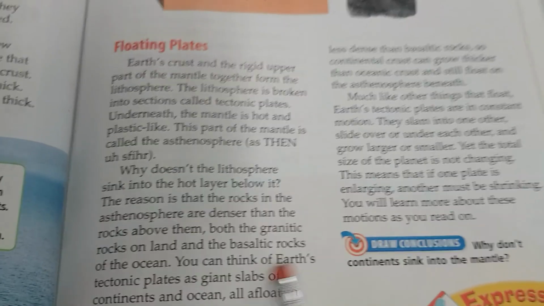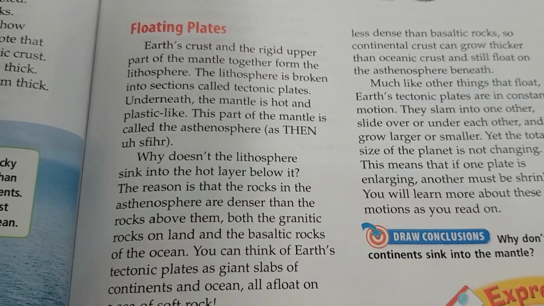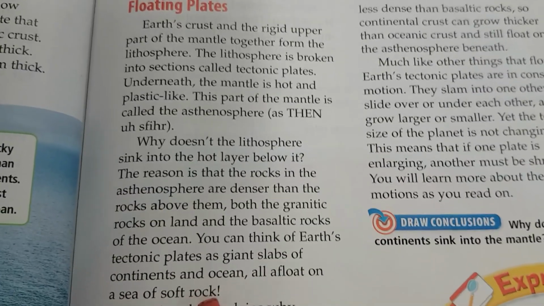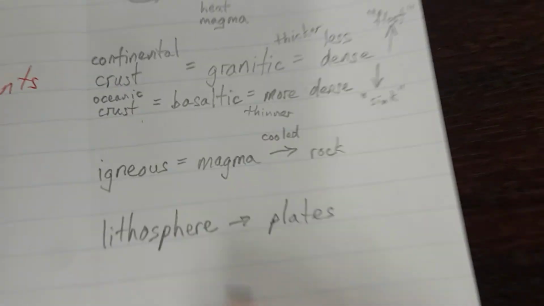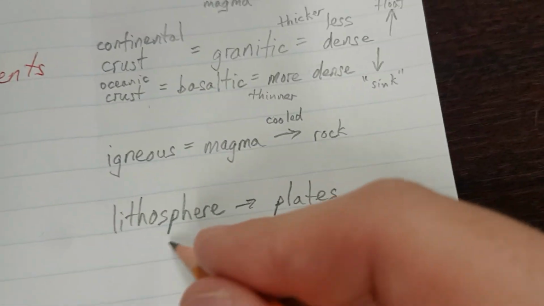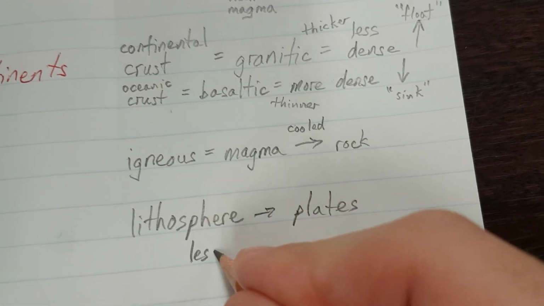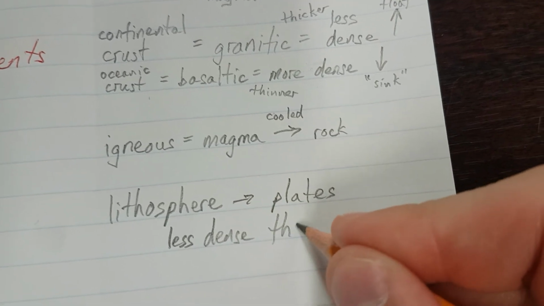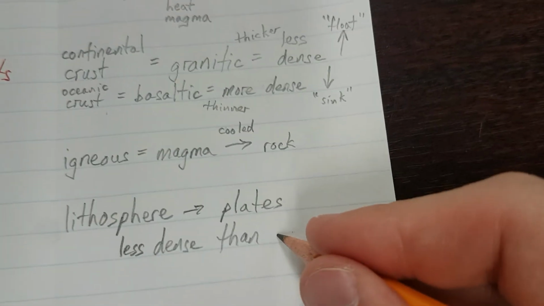Okay, where were we? You can think of Earth's tectonic plates as giant slabs of continents and ocean, all afloat on a sea of soft rock. Interesting. Okay, so the lithosphere is broken up into the plates, and it is less dense than the asthenosphere.